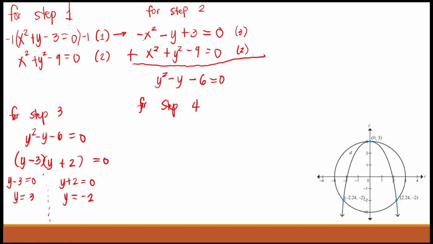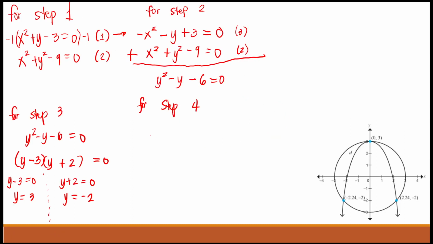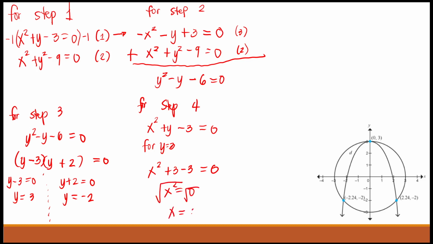So kahit ano dyan, kahit saan dito, dapat parehas lang yung sagot. So I choose equation 1. Equation 1 is x squared plus y minus 3 equals 0. When y equals 3, substitute that, x squared plus 3 minus 3 equals 0. Or that is positive 3 minus 3 is 0. So x squared equals 0. Take the square root on both sides, you get x equals 0.